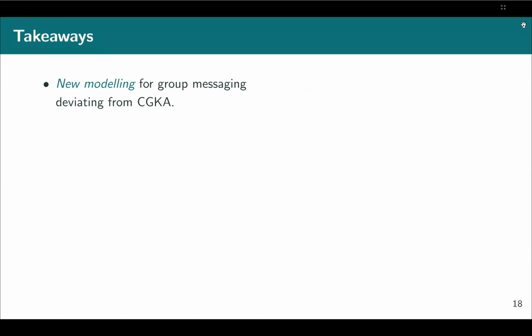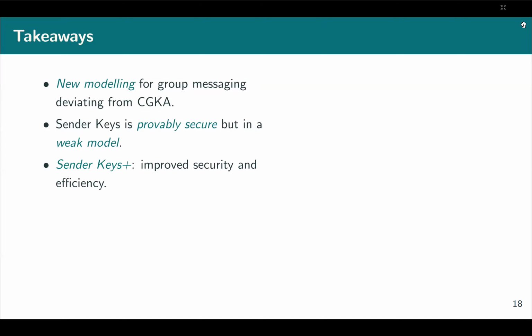Just to summarize the talk, we present a new modeling of messaging that captures this interaction between pairwise channels and groups, and which can be interesting for other real-world protocols. It's a new approach in the literature that derives from CDN. We show that sender keys is provably secure, but the model is suboptimal, so there is still some limitation. We show an improved version of sender keys that has better security and efficiency.